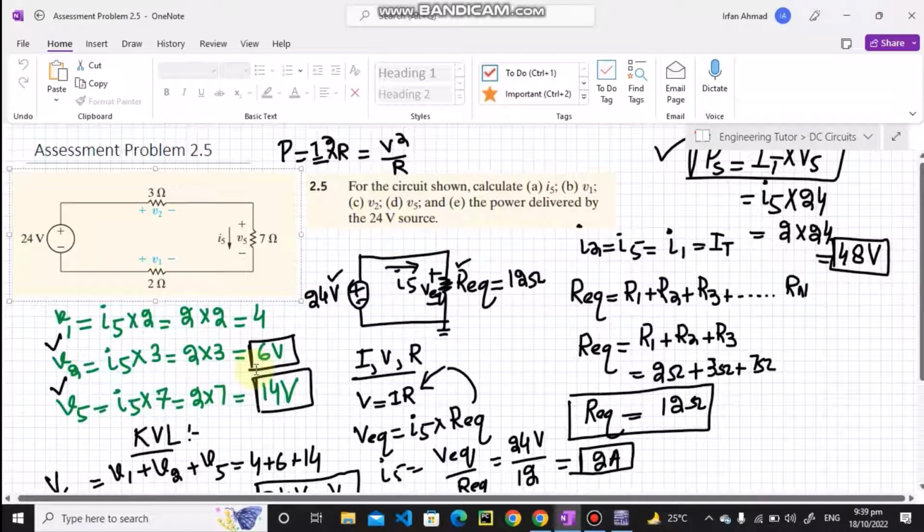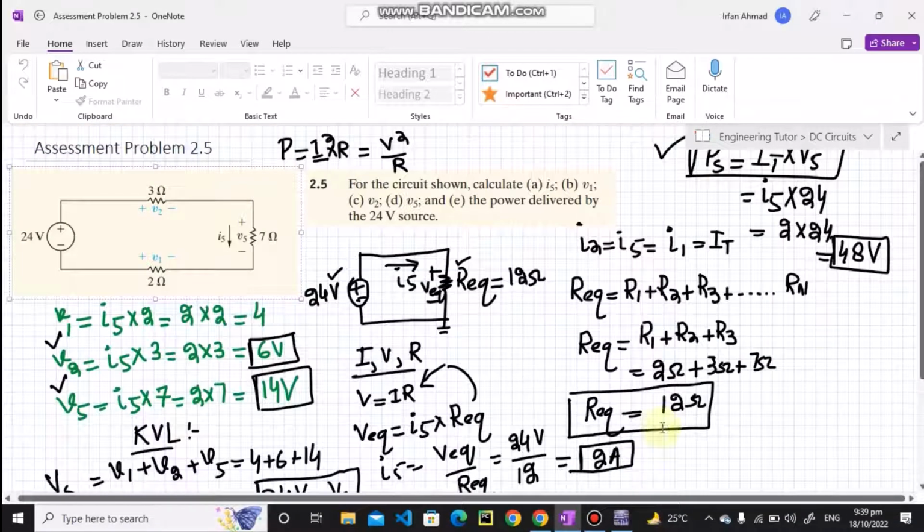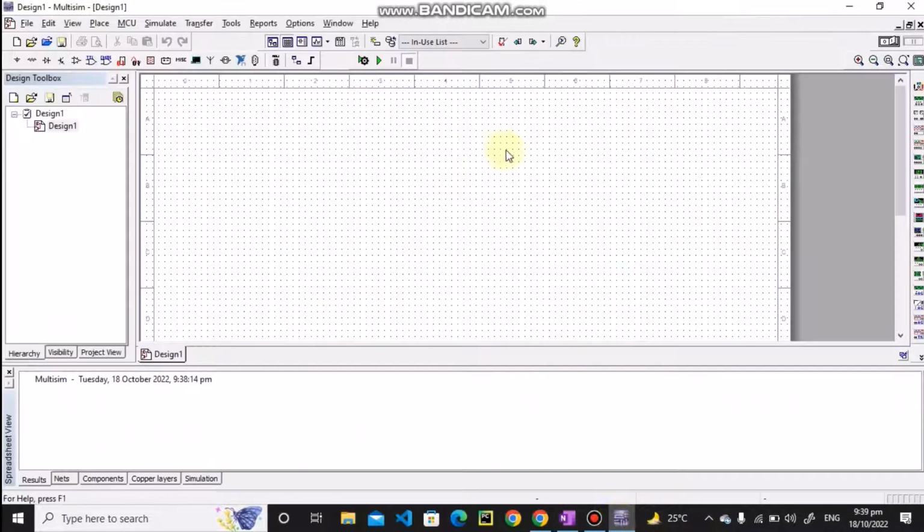The quantities here were V1 was 4 volts, V2 was 6 volts, and V5 was 14 volts, while the value of I5 was 2 amperes. In order to see whether our answers were correct or not, we are going to draw the same circuit in Multisim and see whether the answer was correct.